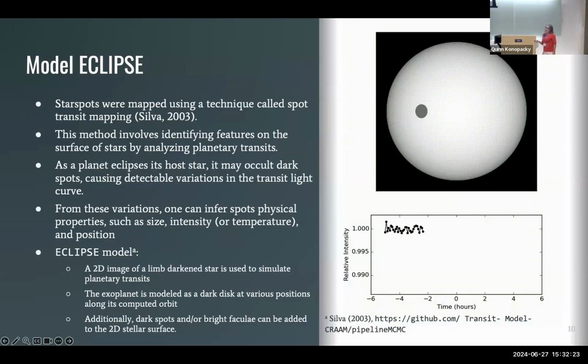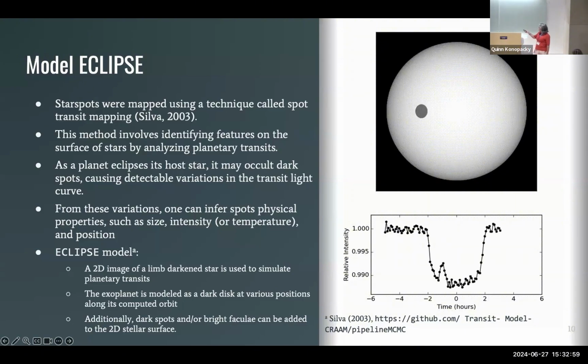Okay, so this is the model. It's called Eclipse. It can be obtained from GitHub here. In 2003, I was the first to propose this method, that you could get estimates of the spot parameters from these kinds of bumps that we see on the transit light curve. As I mentioned, the height of the bump will give you a measure of the intensity, and the width of the bump a measure of the radius of the spot. It's a 2D pixelized image of a limb darkened star, and there are many things you can do with this. You can put rings on a planet, moons, etc.